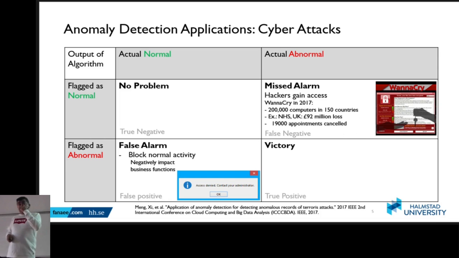Another example is cyber attacks. If an intrusion happens, it can be a tragedy for many companies and organizations. For instance, in 2017, are you familiar with WannaCry? It was in the news everywhere. Hackers gained access to 200,000 computers in 150 countries. In the special case of the NHS, the National Health Service of the UK, they lost £92 billion because of the cancellation of 19,000 appointments. But in contrast, if you make a false alarm, probably you block some normal activities, which negatively impacts the business in any way. But this is, of course, much worse.